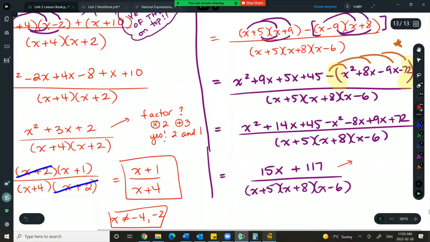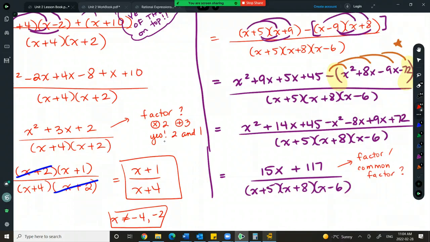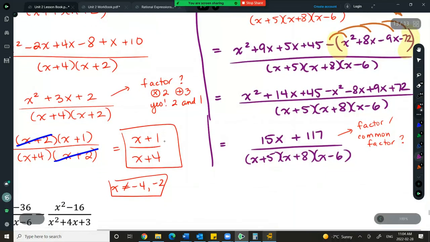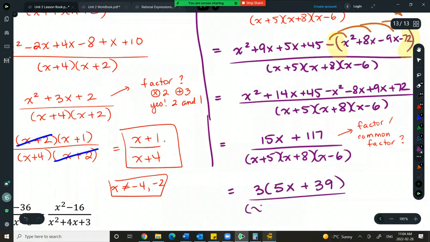Okay, now I'm going to ask myself the question, can I factor or common factor this at all? I don't think we can factor because it's not a trinomial. But is there anything common between 15x and 117? Do they share any common numbers that could be taken out? They share 3. So if we take out 3, we'll be left with 5x, and remind me, what is 117 divided by 3? Is it 39? Okay, so that was a yes. So we want to do it if we can.